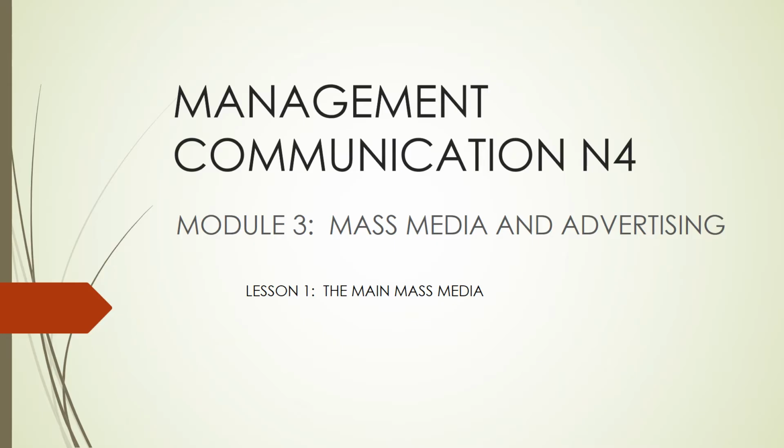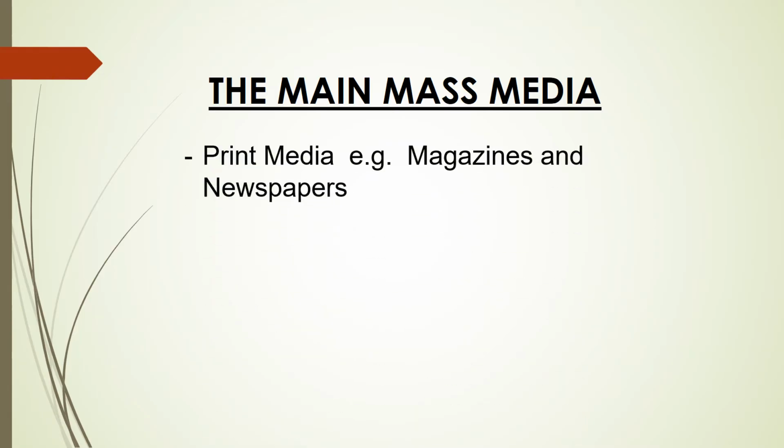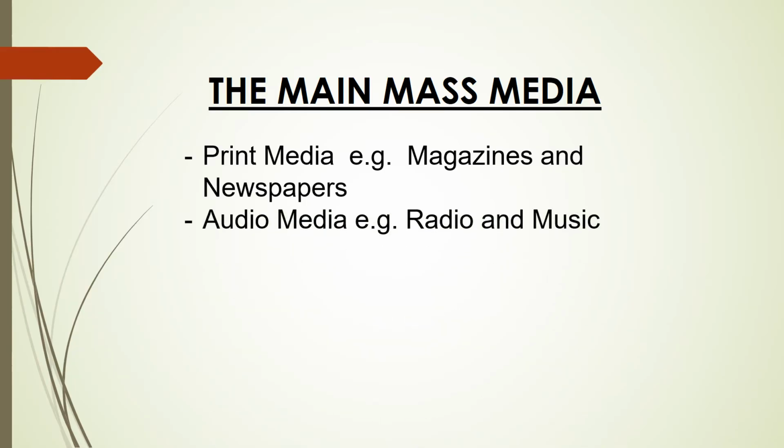So to begin with, in lesson one, we're going to look at the main mass media, the different channels that are used to convey the message to a large number of people. So the main types of mass media, the first one is your print media. It's starting to become less common these days, but I think we all know magazines and newspapers, pamphlets and brochures and things like that, all that are printed that you have to read.